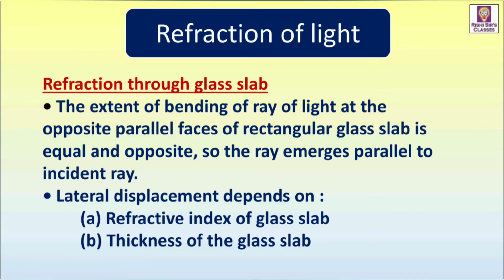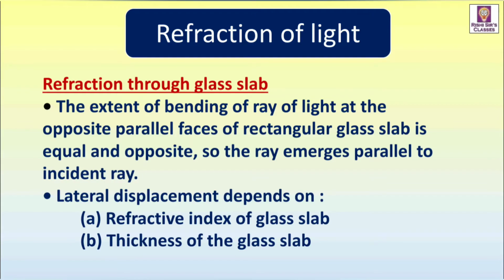Now let us understand how the refraction of light takes place through a rectangular glass slab. The extent of bending of a ray of light at the opposite parallel faces of a rectangular glass slab is equal and opposite. So the ray emerges parallel to the incident ray. Here you will also observe one new term, that is lateral displacement, which depends on two factors. First one, the refractive index of the glass slab, and the second one, the thickness of the glass slab.